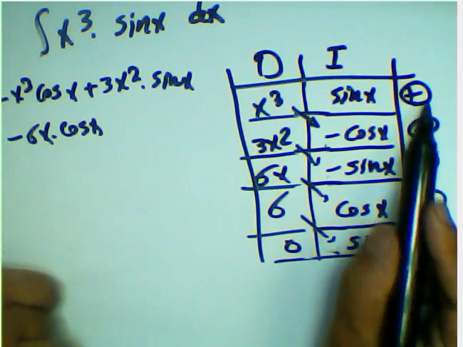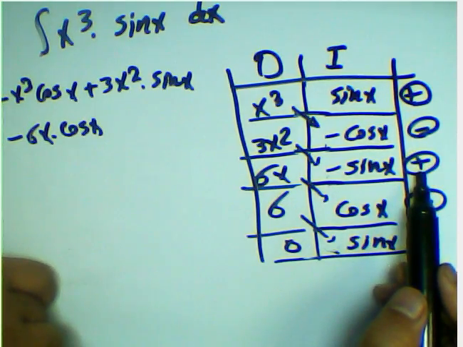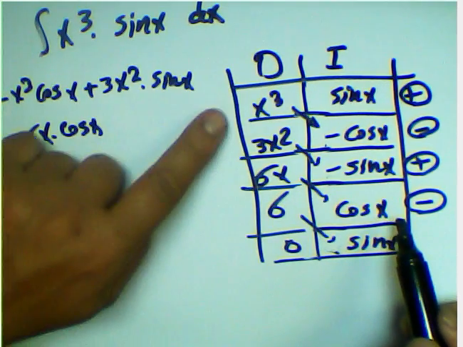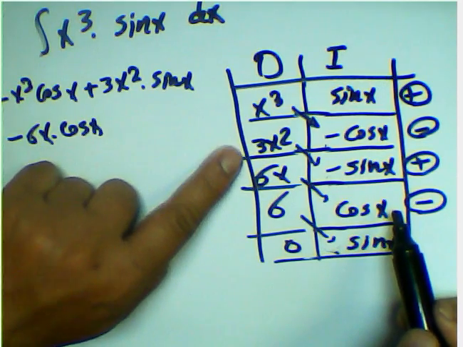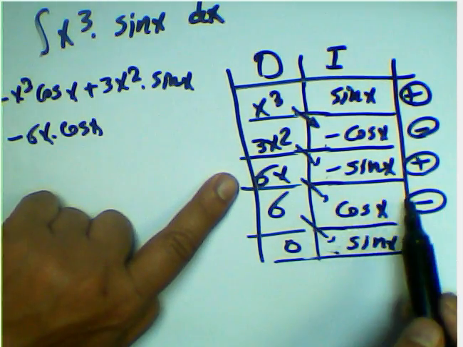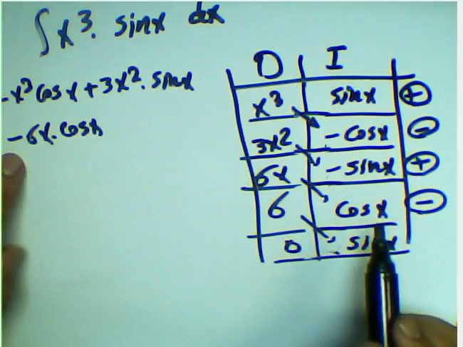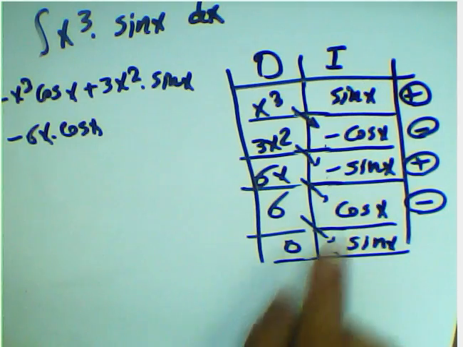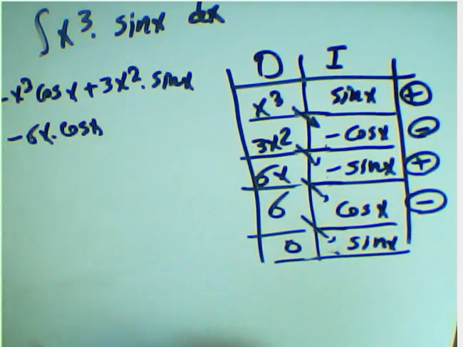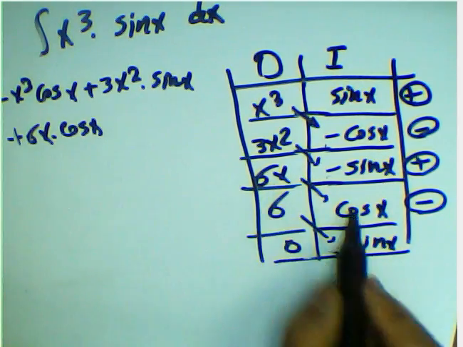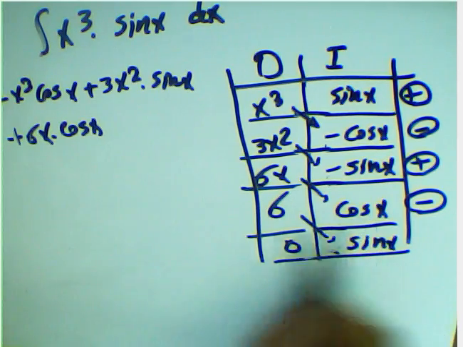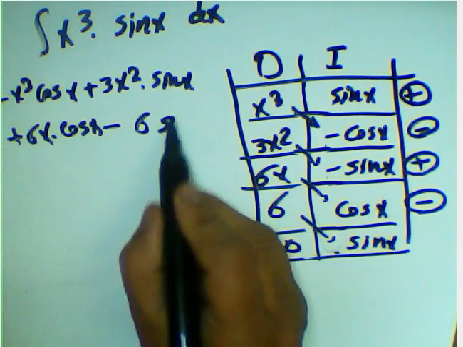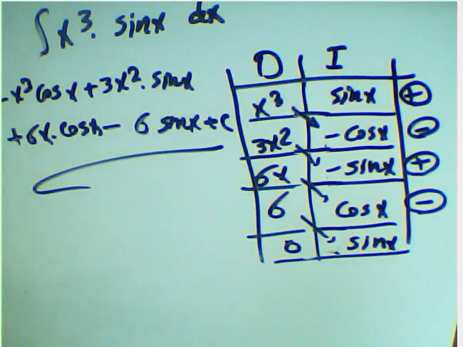Understood? We have here positive and negative and positive. About this function 6x, positive here, and it will be negative and it will be positive. Positive, yeah, positive. Multiplication by negative, it will be negative. Positive 6x times cosine x will be positive 6x cosine x, and write negative 6 times sine x plus constant.